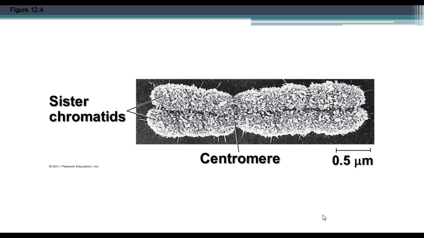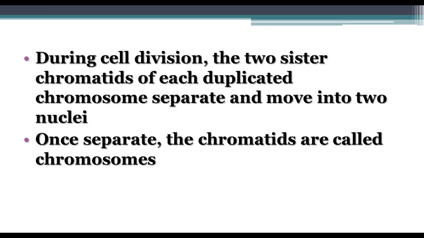As you remember from learning about DNA replication, the two strands of the DNA molecule separate and each side is copied separately from the other, so that each DNA molecule is composed of one old strand and one new strand, which pretty much guarantees they're going to be identical to each other. During cell division, those sister chromatids are going to separate and move into two separate nuclei. Once they separate at the centromere, they're called chromosomes rather than chromatids.